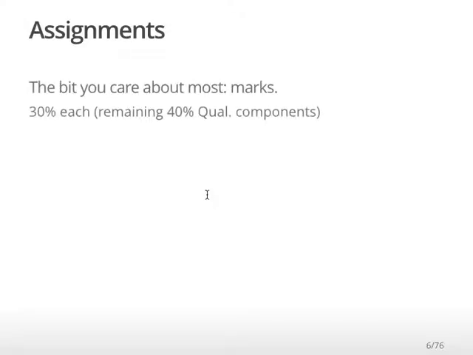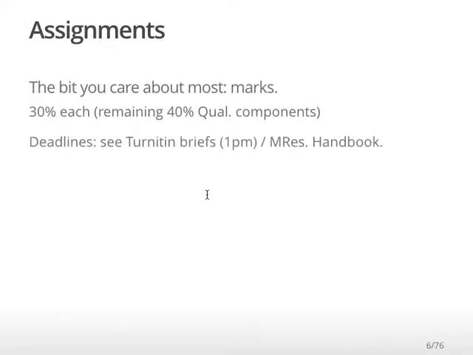So assignments that you probably care most about, your marks. So as you'll know from the introduction, there's 30% attached to each assignment. So this section makes up 60%. The remaining 40% is qualitative methods. There's deadlines. You will have them in your MRES handbook, and you'll also see them appear in Turnitin. So you should know about those deadlines.